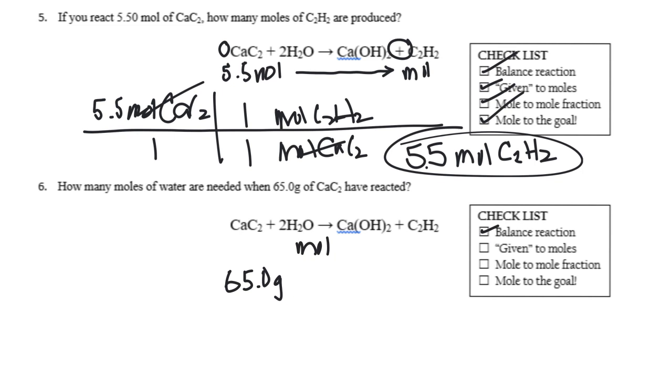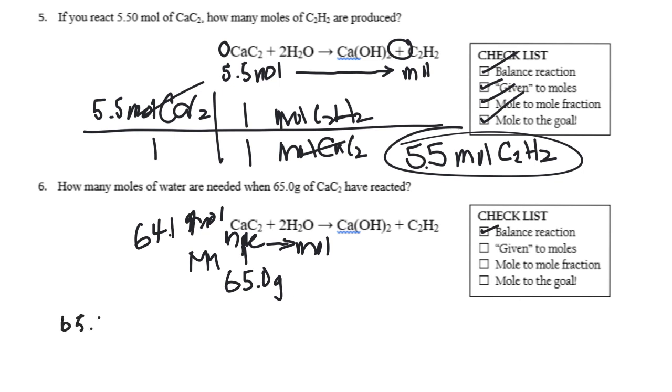I can't go diagonal, so I have to first climb the conversion ladder using molar mass of CaC2. Once I'm at moles of CaC2, I can get to moles of water using my coefficients. So molar mass of CaC2 is 64.1, and I get that by multiplying carbon times 2 and adding that to the mass of calcium. So now I have my game plan. I'm going to go from grams to moles and then moles to moles using coefficients. So I'm ready to set up my train tracks.